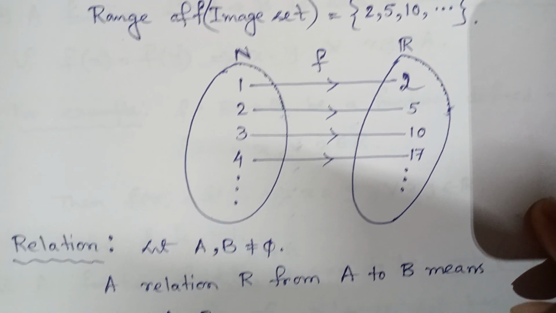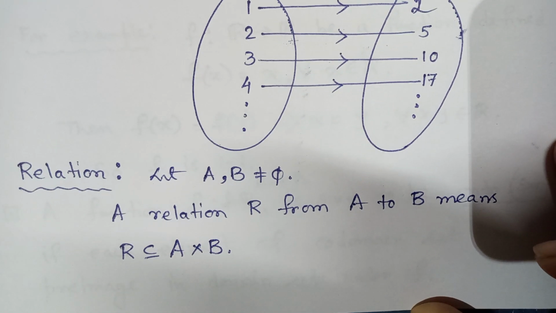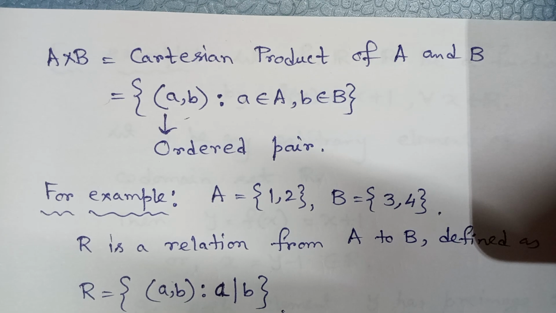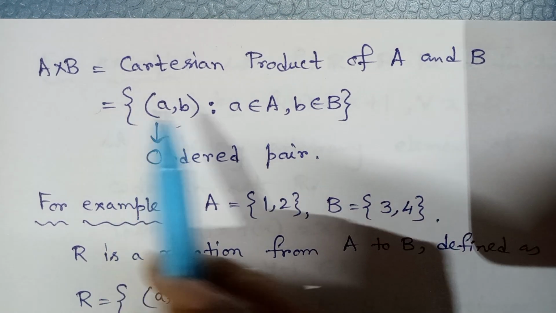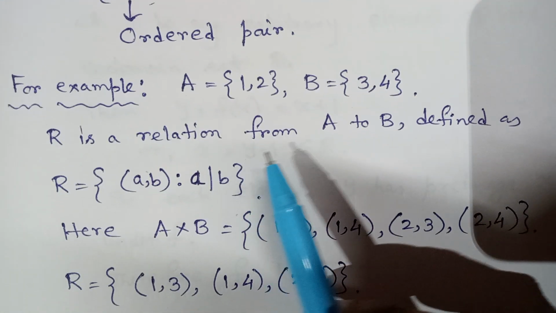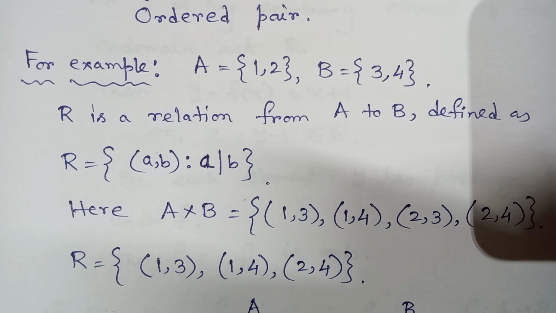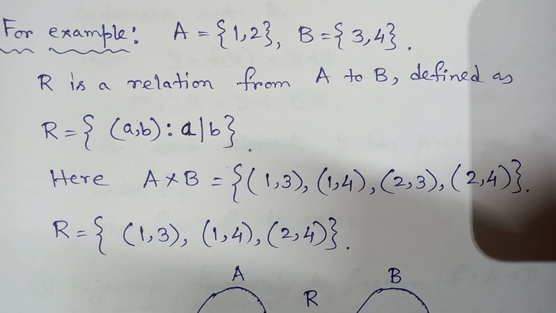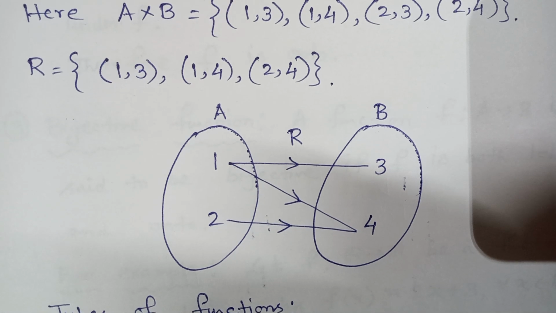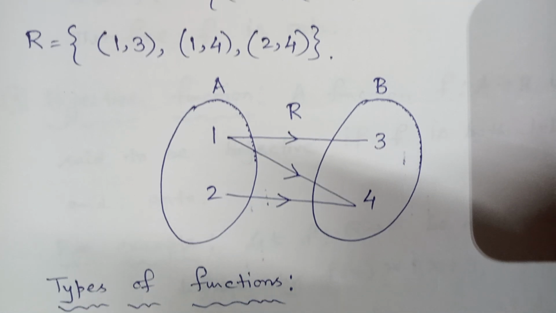After that we write the definition of relation. Next we have to explain what is Cartesian product and what is the ordered pair. Next we give the example of relation. After that again we give the arrow diagram corresponding to the given relation.